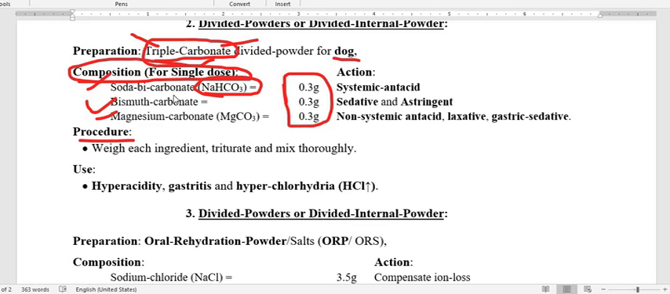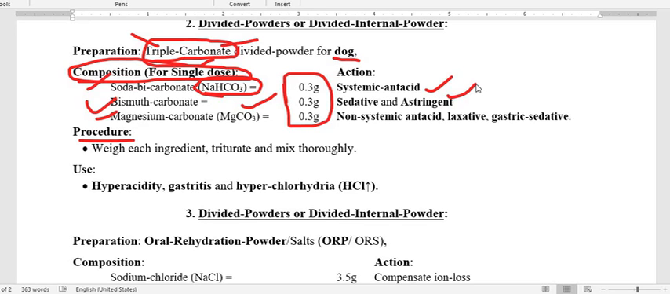So what is the function of this? Soda bicarb is an antacid, particularly a systemic antacid. So this is used for systemic antacid action. Bismuth carbonate is both sedative and astringent. Sedative means it will keep the movement calm, so the animal becomes calm and quiet. If the peristaltic movement is more, it will reduce the peristaltic movement.